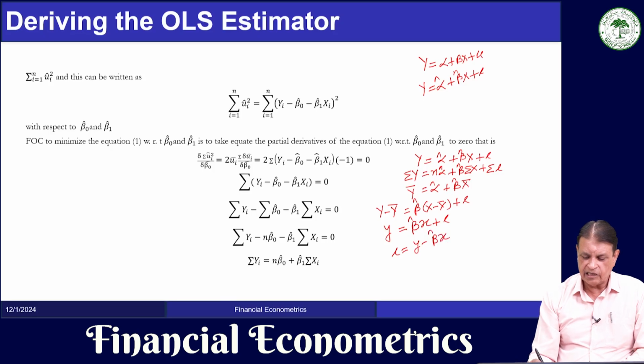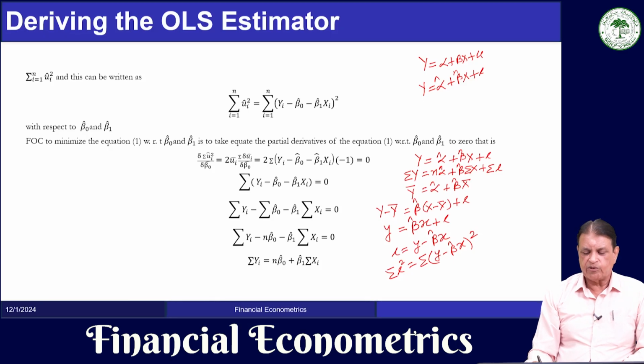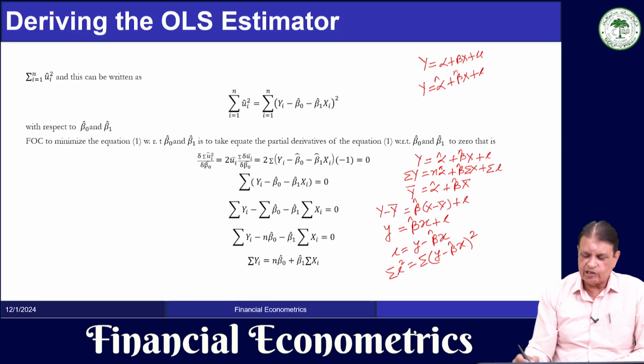Now this e can be expressed as small y minus beta hat small x. So summation e square, that is we square these values and take the sum. Summation e square will be summation, in the bracket we have small y minus beta hat small x, raised to power 2. Now we have to minimize this. How to minimize this? Because what we have done actually by this, we have eliminated alpha.